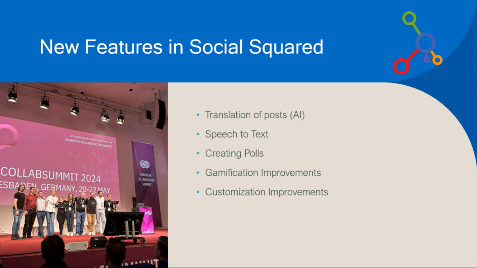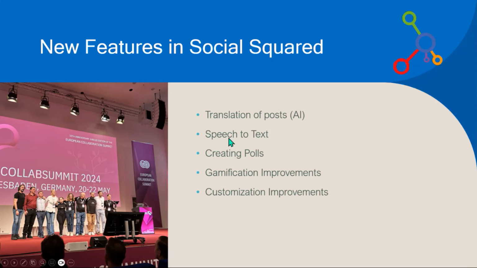So let's have a look at some of the new features in Social Squared. This is in this brand new release. One of the things we've implemented is the translation of posts. Social Squared itself is available in 4 different languages. It's available in Dutch, German, French and Spanish, as well as of course English. But that doesn't translate the content. It's only the user interface, the labels on our buttons, the menu items and so on. So we can now translate the content of the posts through AI, which we'll be taking a look at.